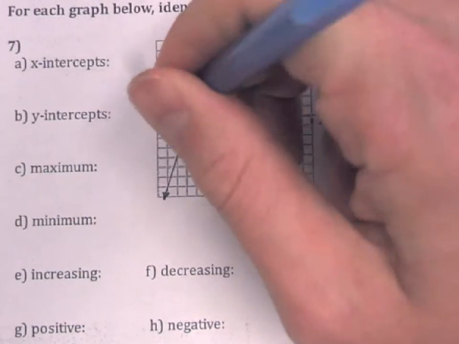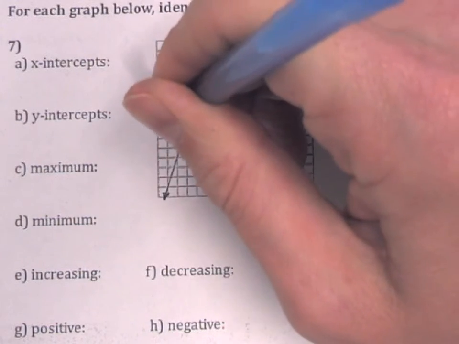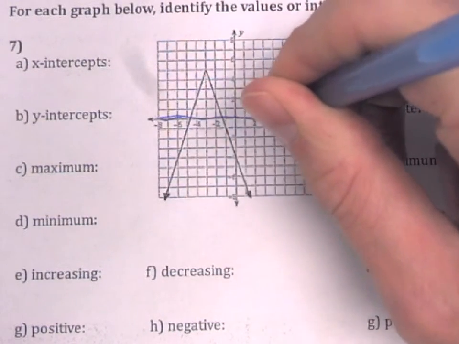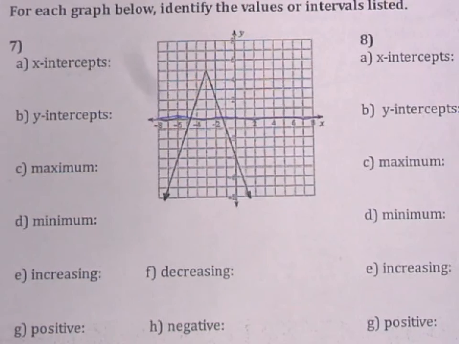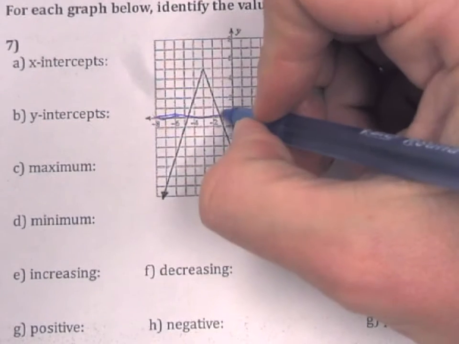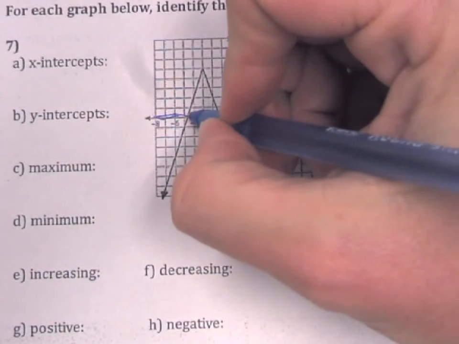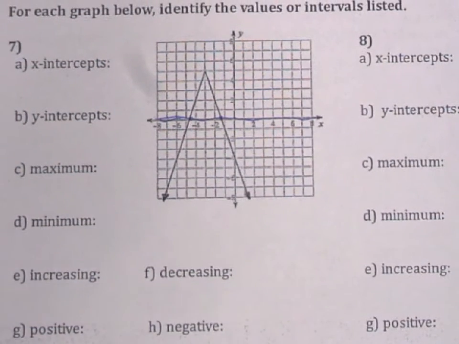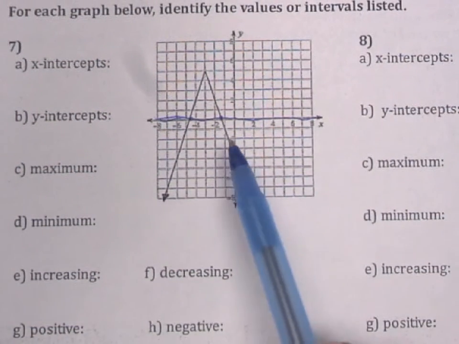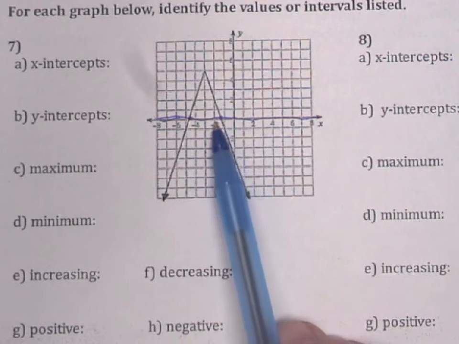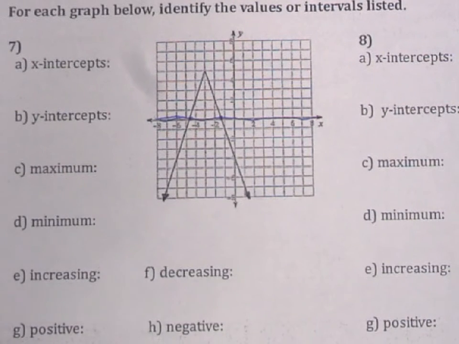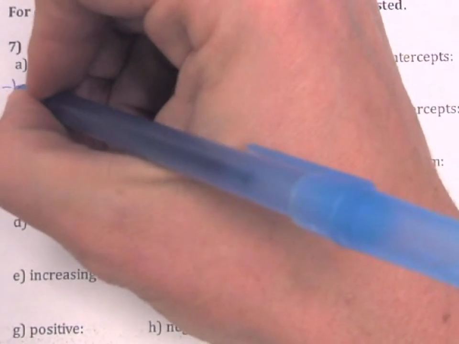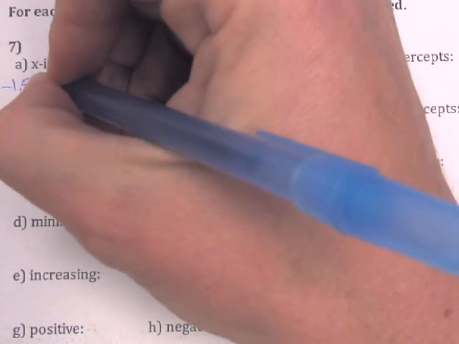So this is the x-axis right here. And we want to know where the graph intersects that axis. So that looks like about right here and about right here. It's kind of hard to see exactly where those are because they're in between, but we're going to estimate. If this is -1 and this is -2 and this is kind of in between, let's maybe call that -1.5. Maybe not exact, but that's close enough.